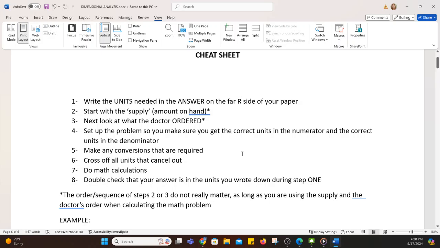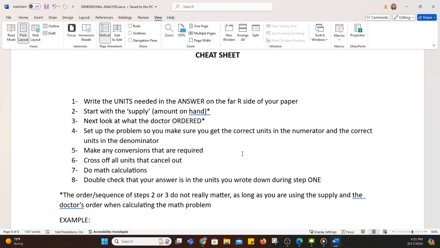And then you set up your problems so that you make sure you get the correct units in the numerator and the correct units in the denominator. This is the other mistake I see students make. Let's say the answer needs to be in milliliters per dose, and the information you have, the supply on hand, is in milligrams per milliliter. If you don't flip that and make sure that you put the milliliters on the top and the milligrams on the bottom, you're going to get the wrong answer. You're going to have the wrong units on the top or the bottom, so it will never be the right math. So make sure that you're putting the right thing on top and the right thing on the bottom so that your units end up in the right location.